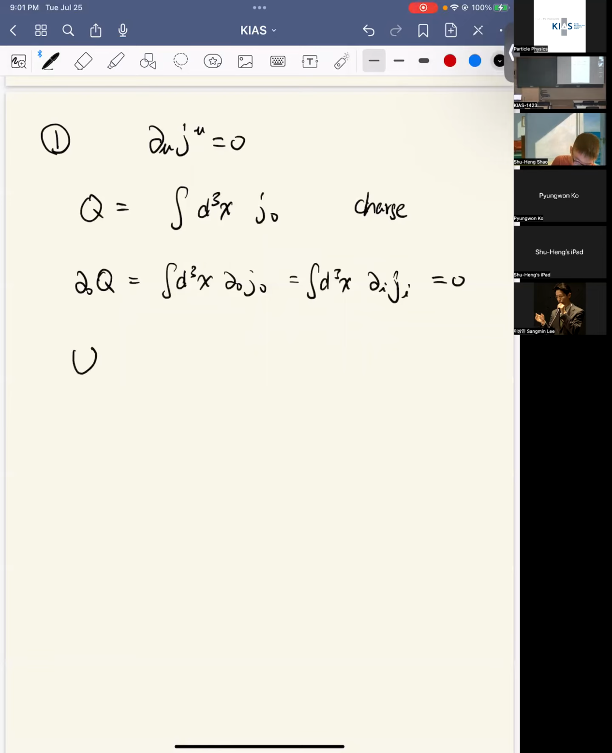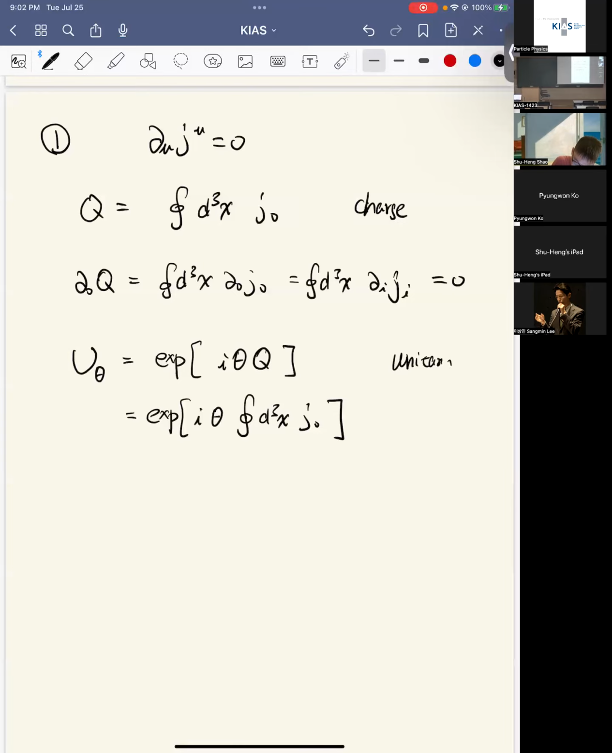Starting from a conserved charge, you can write down a unitary operator, which is e to the i theta Q, that implements the U(1) rotation by an angle theta. So this is the unitary operator that is conserved. Note that I would like to distinguish the charge from the unitary operator. They differ by exponentiation.